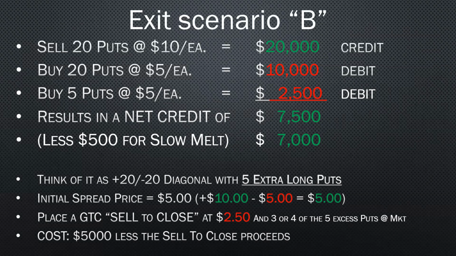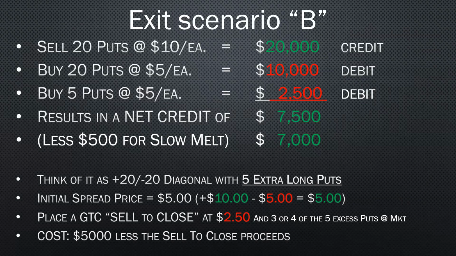But it's going to cost us $5,000 to get out of this trade. But that's going to be offset to a small degree. Let's assume $100 for each one of those, and I sell 3 of them. It'll be $5,000 less the $300 brought in for 3 of those excess long puts.